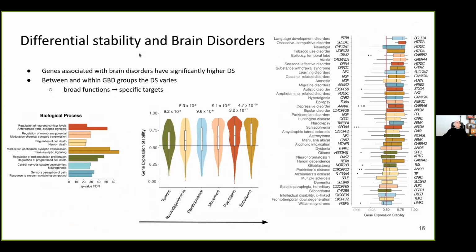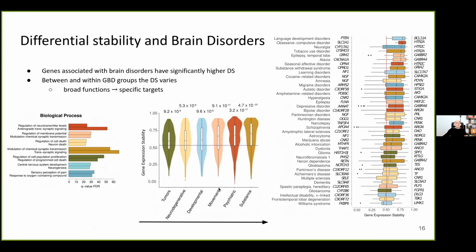When we look at the differential stability of the genes that are associated with different brain disorders, we found that in every single category, they have a significantly higher differential stability compared to the general genes that are not associated with brain disorders. And we also saw a gradient when we go from tumors to neurodegenerative disease to psychiatric and substance abuse.